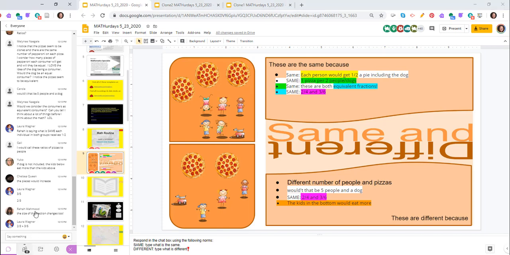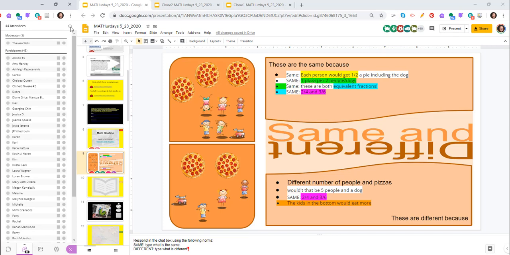So in this example here, what I was trying to do is get us primed for our rich task today. And our rich task is going to look at this idea of proportional reasoning. We're going to explore equivalent fractions. We're going to explore what it's like to have an extra dog or not an extra dog. And we're going to see the way that things change.